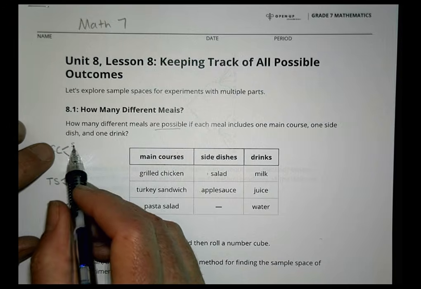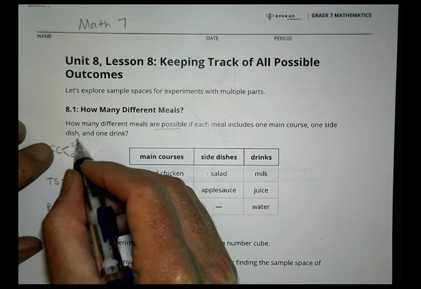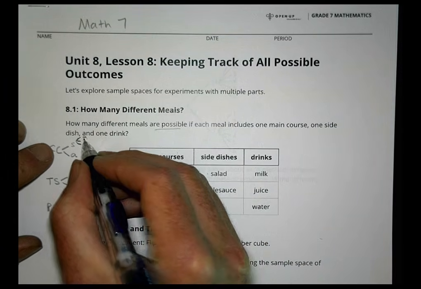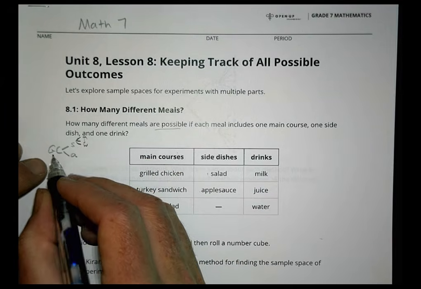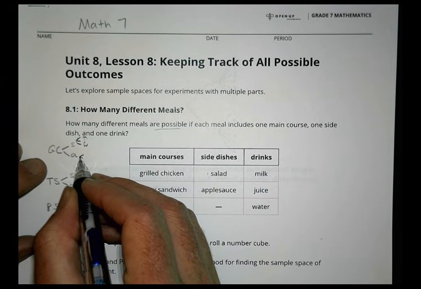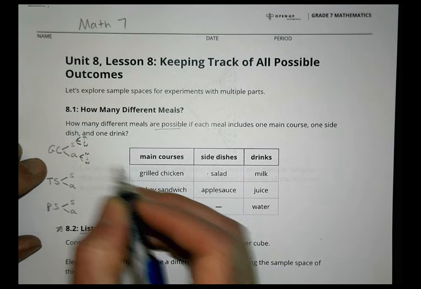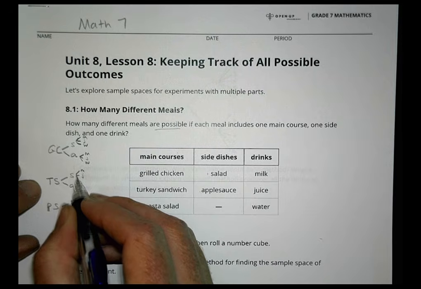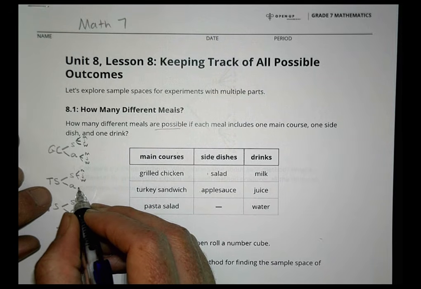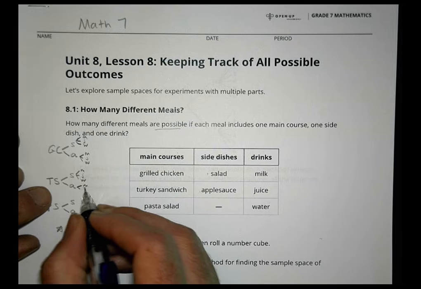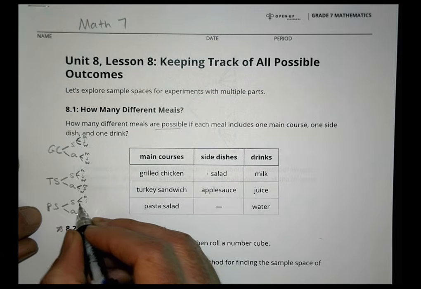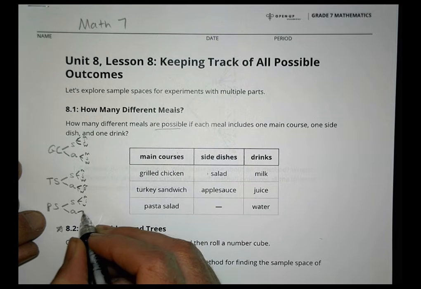Now once I've selected my side dish, I have to decide which drink. And there are 3 drink choices, right? Once I get my salad, I could get a milk, a juice, or a water. If I got a grilled chicken with applesauce, I could then get a milk, a juice, or a water. If I got a turkey sandwich with a salad, I could also get a milk, a juice, or a water. And if I got a turkey sandwich with applesauce, I can get a milk, juice, and water. And if I had pasta salad, I could also get a milk, juice, and water. Pasta salad with applesauce, I can get a milk, a juice, and a water.